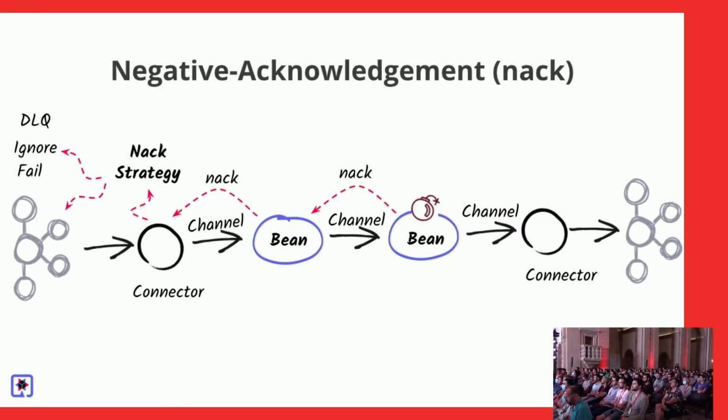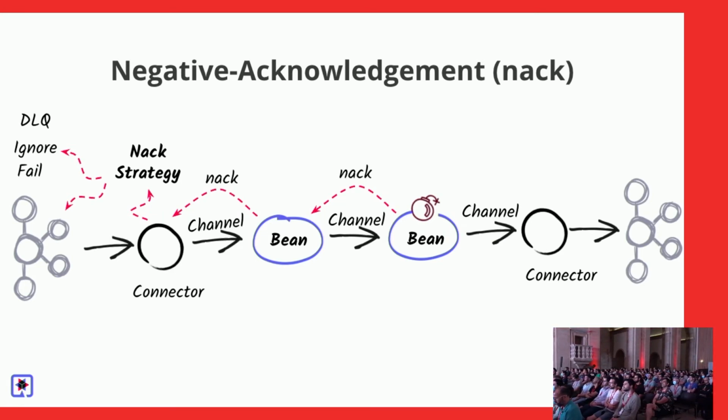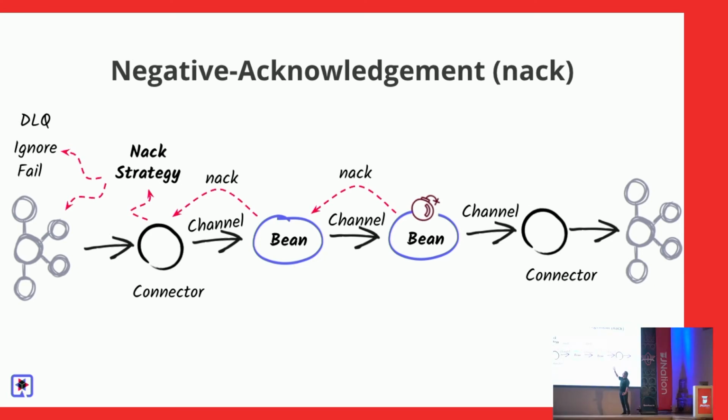So we also have negative acknowledgement when a failure happens. And when a failure happens, like this bean fails, then we will automatically nack the message, and then we have a nack strategy. But in Kafka, there is no nack. That doesn't mean anything. So we can fail fast, we stop. OK, fine. We can ignore the failures. Don't do this. But, well, we have it.